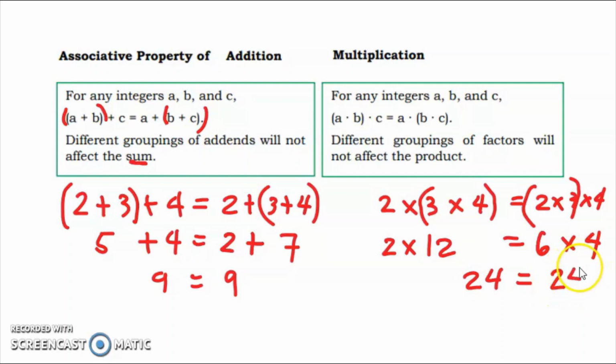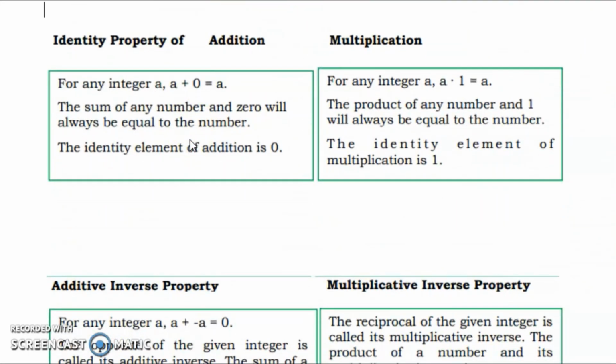Kasi 24 din naman yung sagot dito. So, equal. So, again, pag associative property, groupings is not important. Tingnan nyo ha, kung ang pinakita or nirepresent ay tungkol sa groupings, ang tawag doon ay associative property of addition.